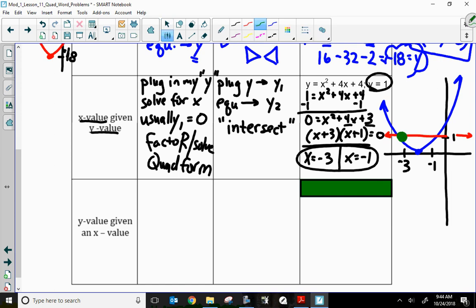At negative 3, I'm going to put a big dot right here and a big dot right here. They would intersect each other at negative 3 and negative 1. These are the points of intersection. Okay? And that's why I get my answers, negative 3 and negative 1.